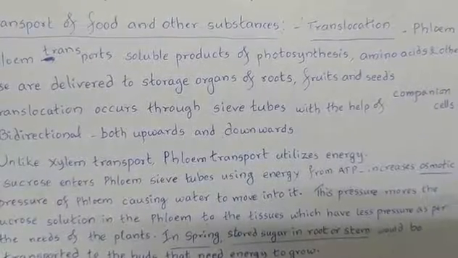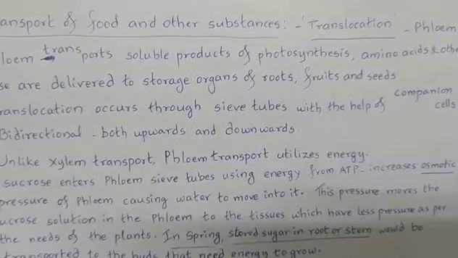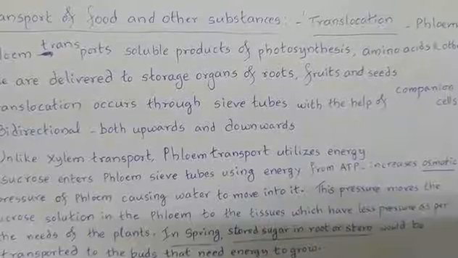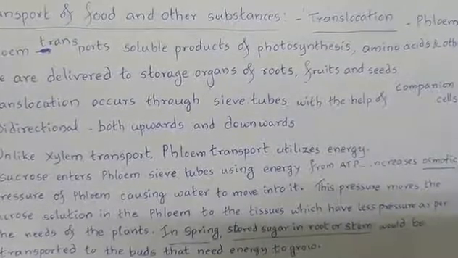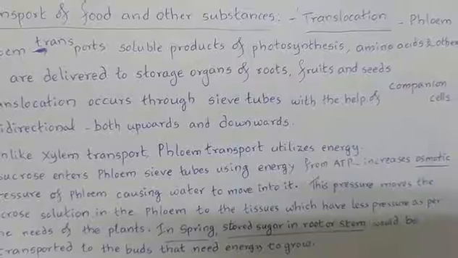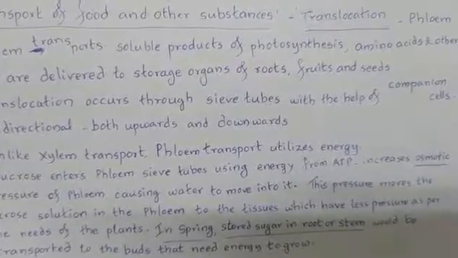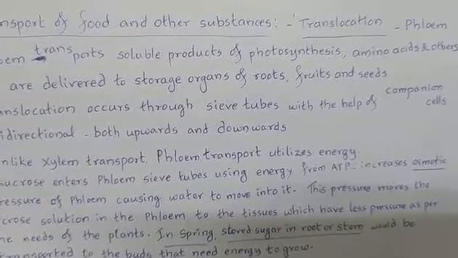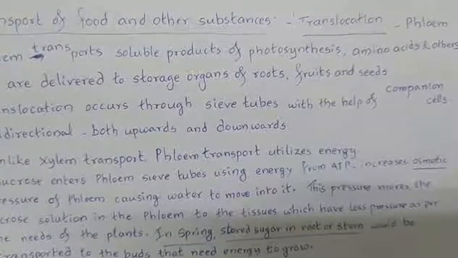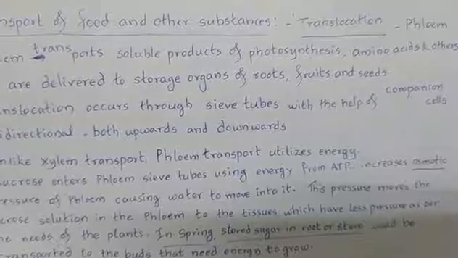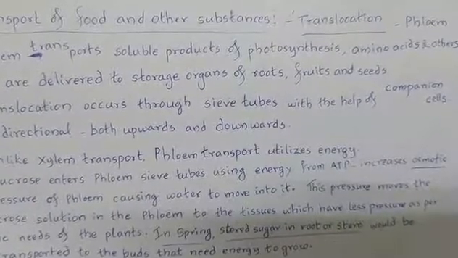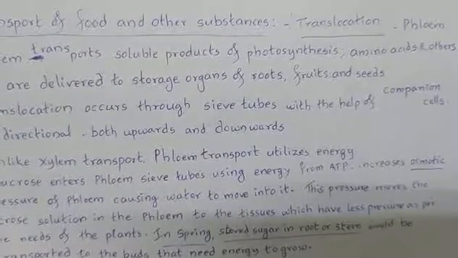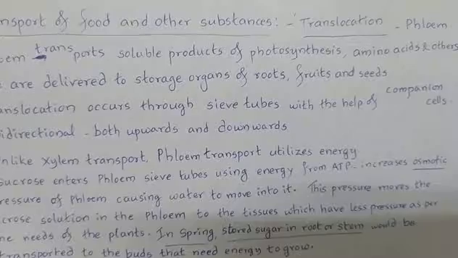In xylem transport, there is no utilization of any energy from ATP. It occurs only by means of physical forces, that is root pressure and transpirational pull. But phloem transport utilizes energy from ATP. The sucrose, that is the transporting form of photosynthesized food, enters phloem sieve tubes using energy from ATP. It means sucrose enters phloem sieve tubes by active transport.